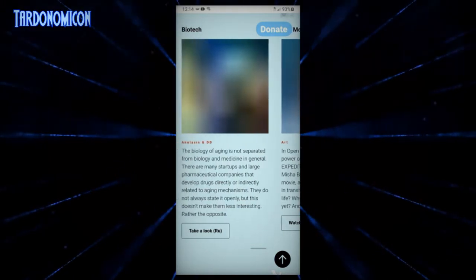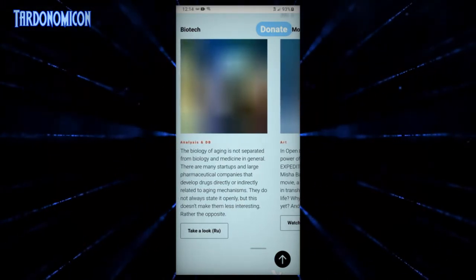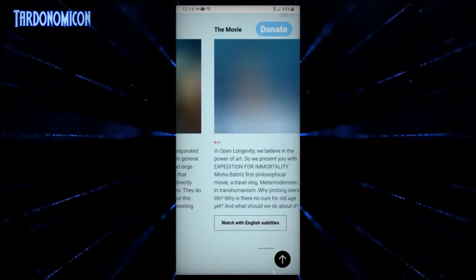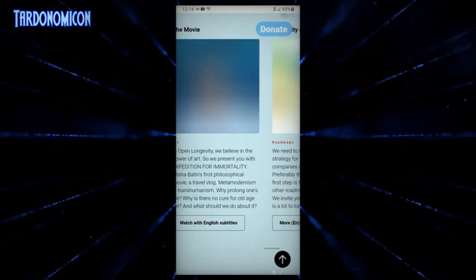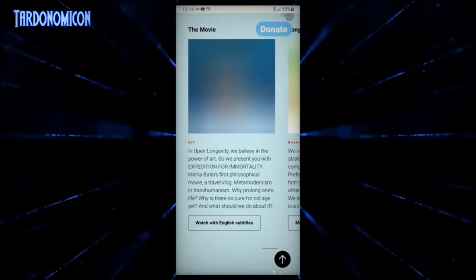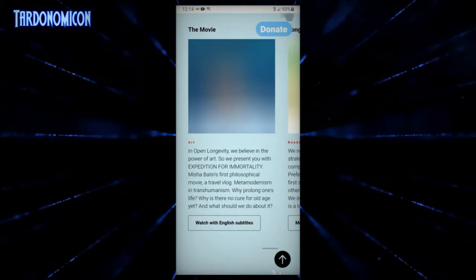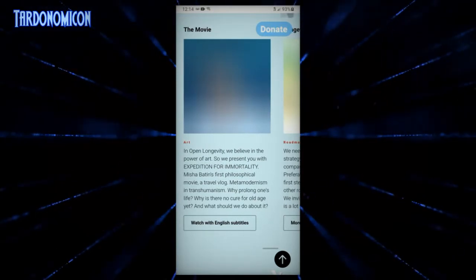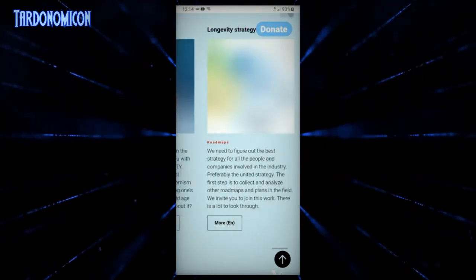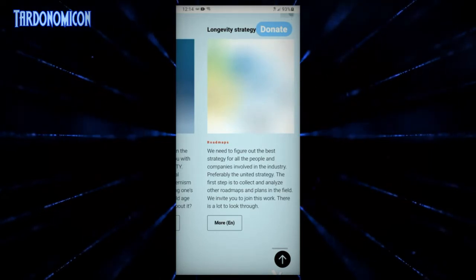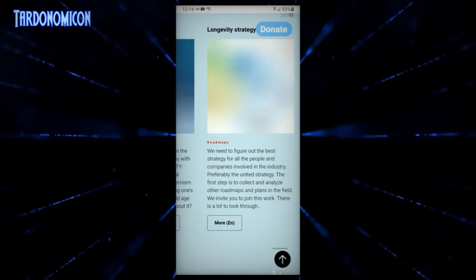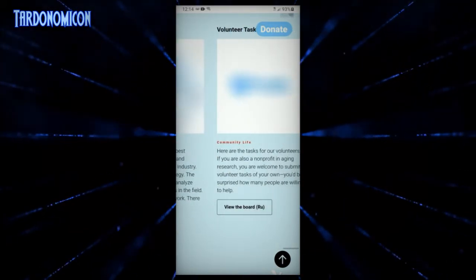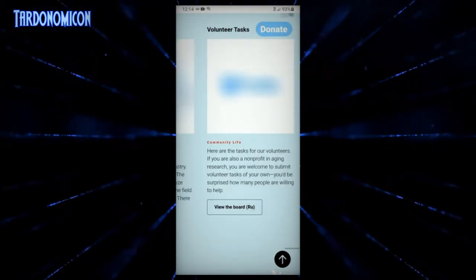to aging mechanisms. They do not always state it openly, but this doesn't make them less interesting, rather the opposite. In Openlongevity, we believe in the power of art, so we present you with Expedition for Immortality, Misha Batin's first philosophical movie. We need to figure out the best strategy for all people and companies involved in the industry, preferably the United Strategy. Here are the tasks for our volunteers.